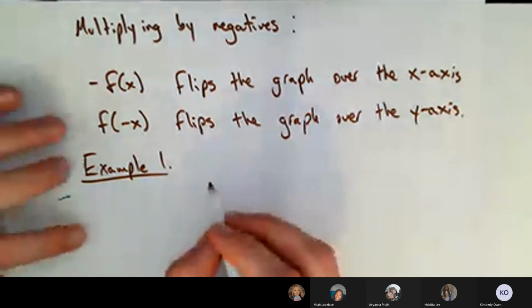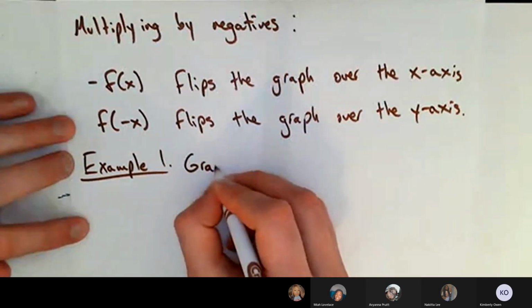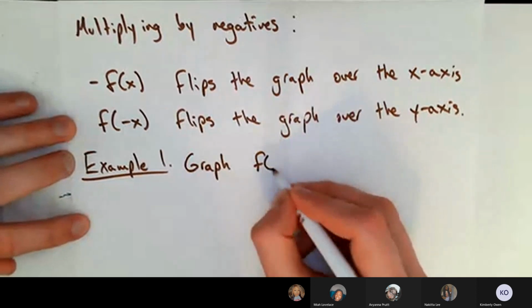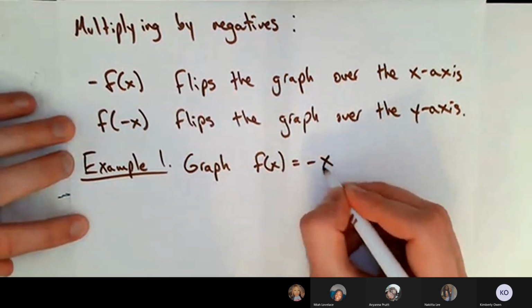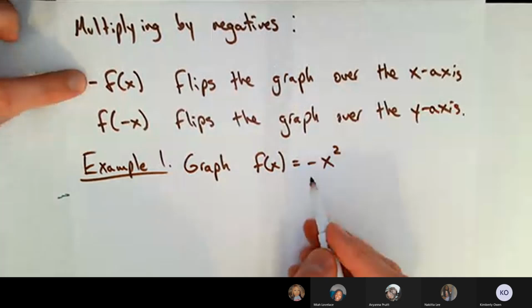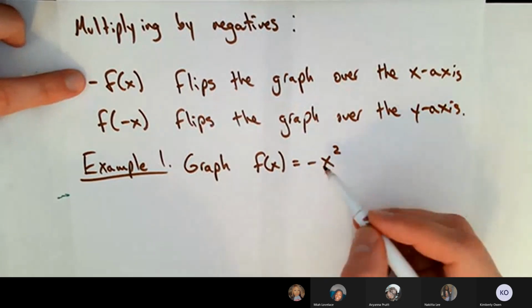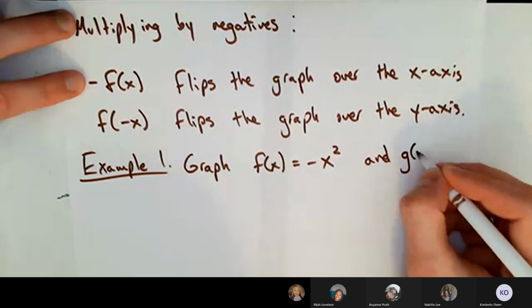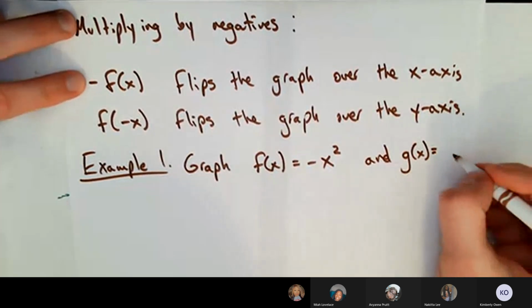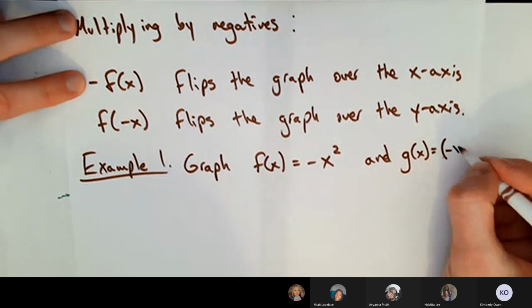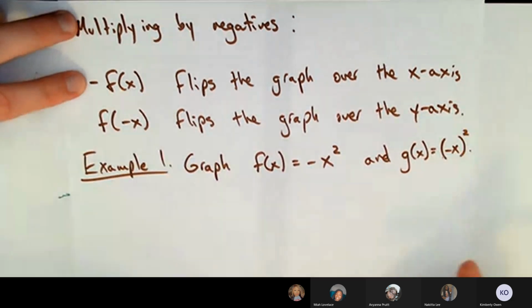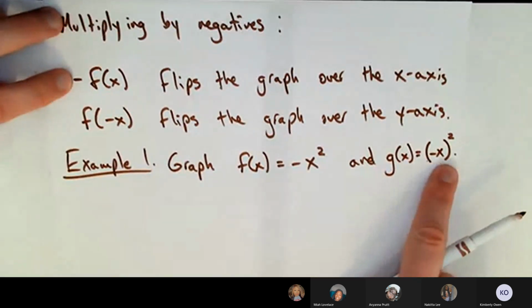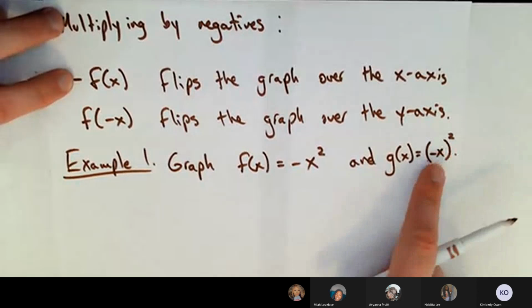Okay, so example 1, let's graph f of x equals negative x squared. So that's this first case where the negative is on the outside of the base function, being x squared here. And let's graph g of x equals, so if I want to put the negative inside, it'll look like that. Negative inside, like literally inside the square function.